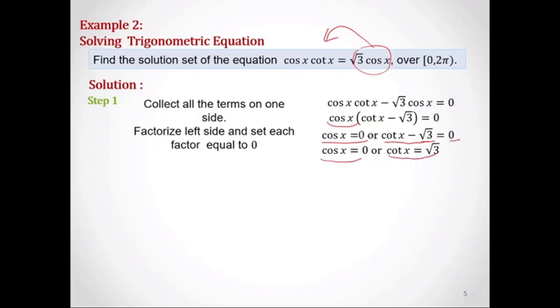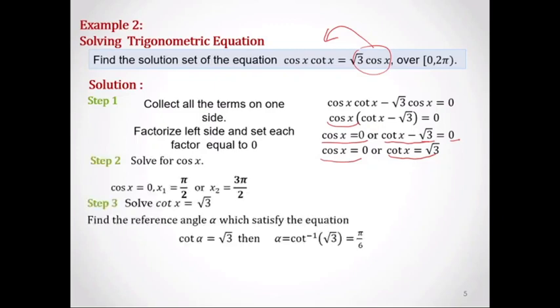So we have two cases, two equations, and we will find their solutions, and then we will take the union of them. Now let's solve for cosine x. What makes cosine x equal to 0? I will not go for the reference angle here, because only the angles on the y-axis make it 0. These are 90 degrees and 270 degrees, and I'm looking within 360, 2 pi. So these are the only solutions.